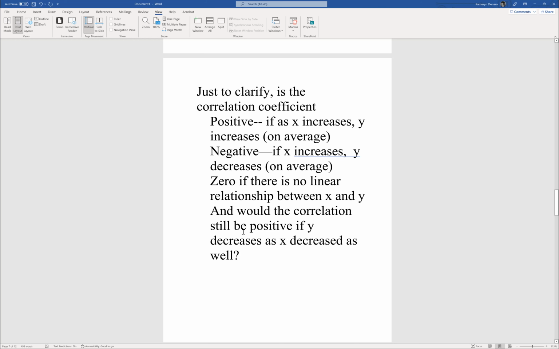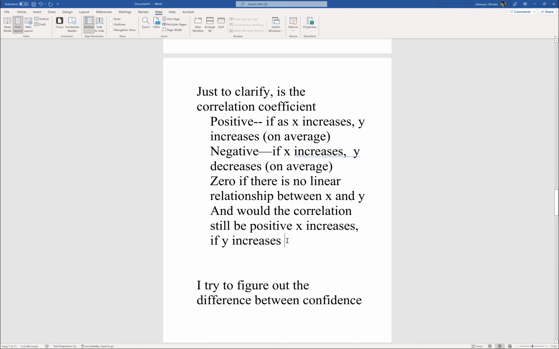So here I would just say the correlation will be positive if, let's do it again, x increases, right? Then y increases. Okay. So from there, I would just say, because we read left to right, we're just going to talk about x increasing, what happens to y, because we're reading the plot left to right.